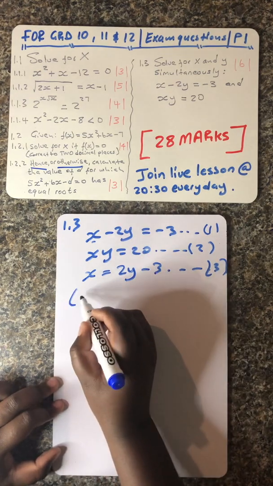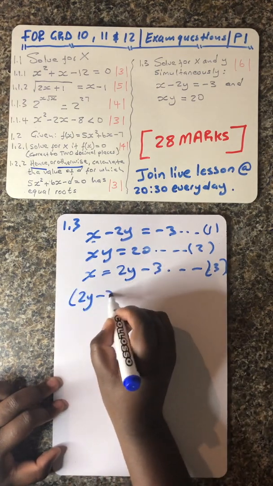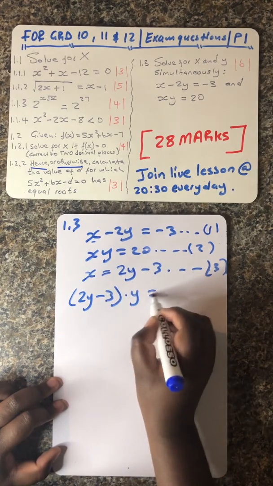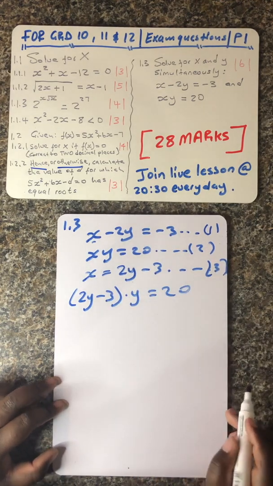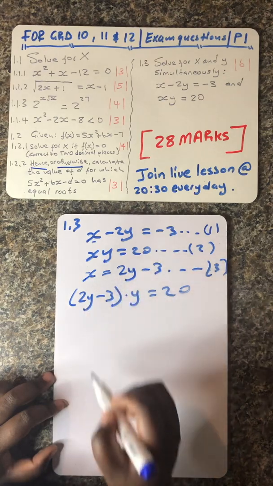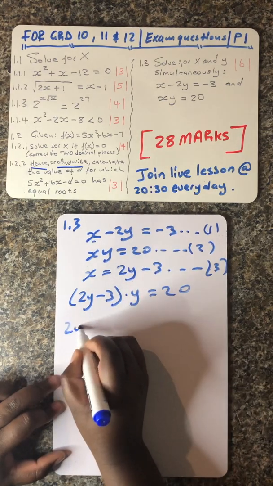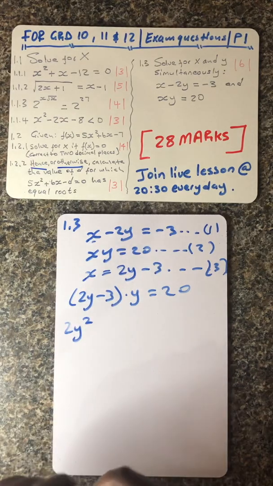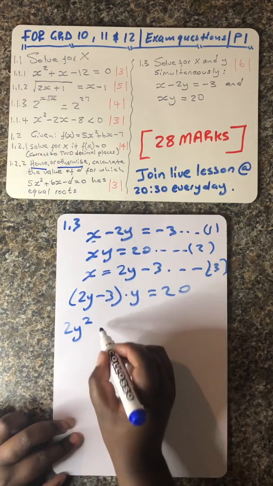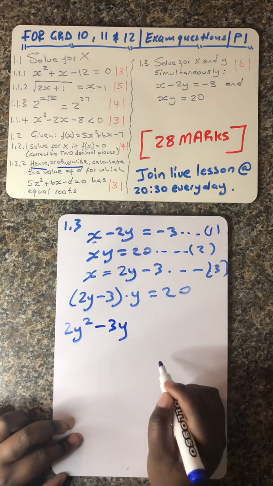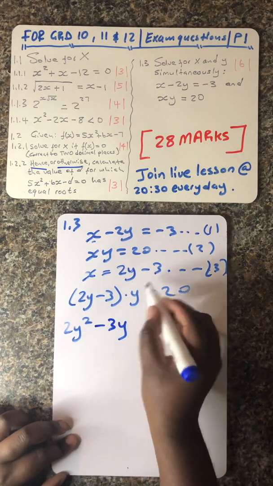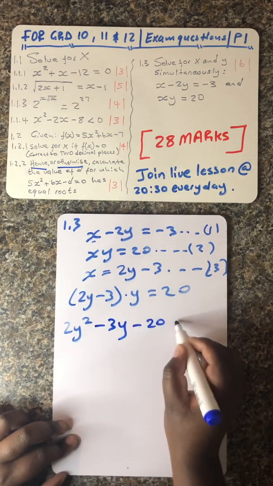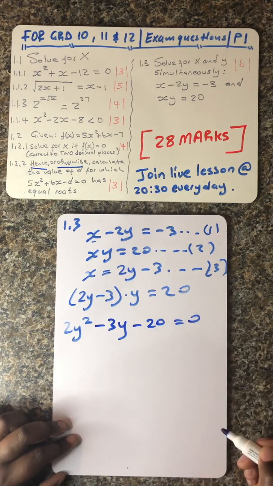Now, because you've got the third equation, we substitute it into the second equation. Where we see x, we substitute 2y minus 3, multiplied by y, equals 20. So we just multiply by y. It's obviously 2y squared, y multiplied by minus 3 is -3y, and then you move the 20 to the left, it changes sign, it's minus 20, equated to 0.